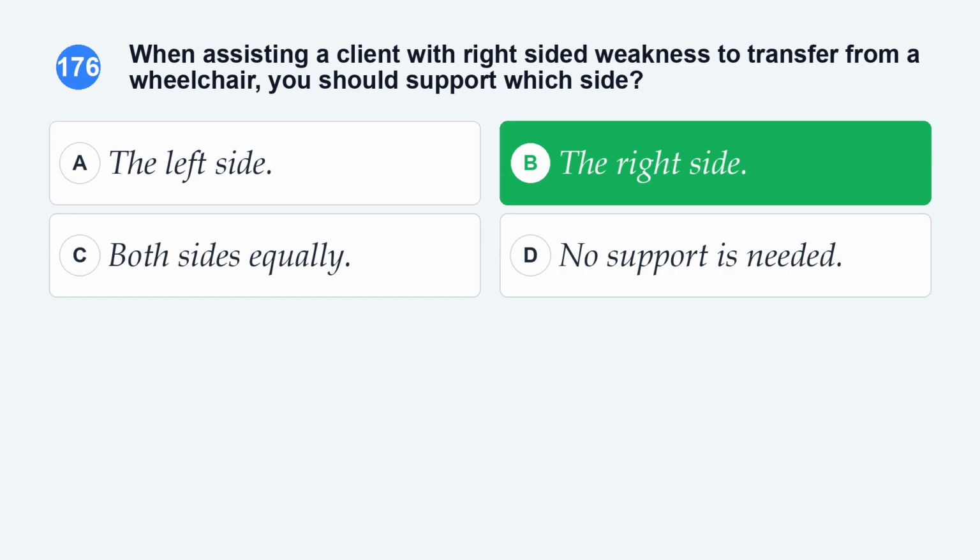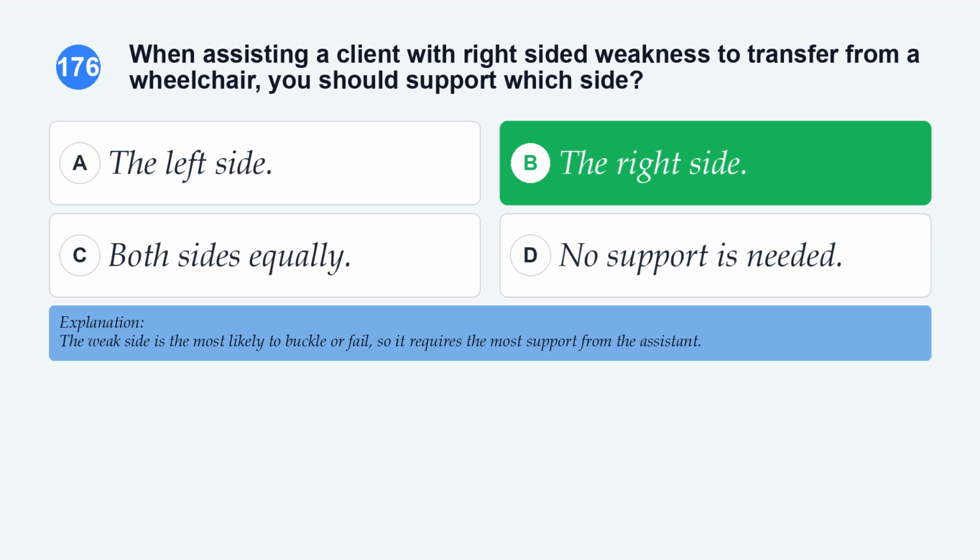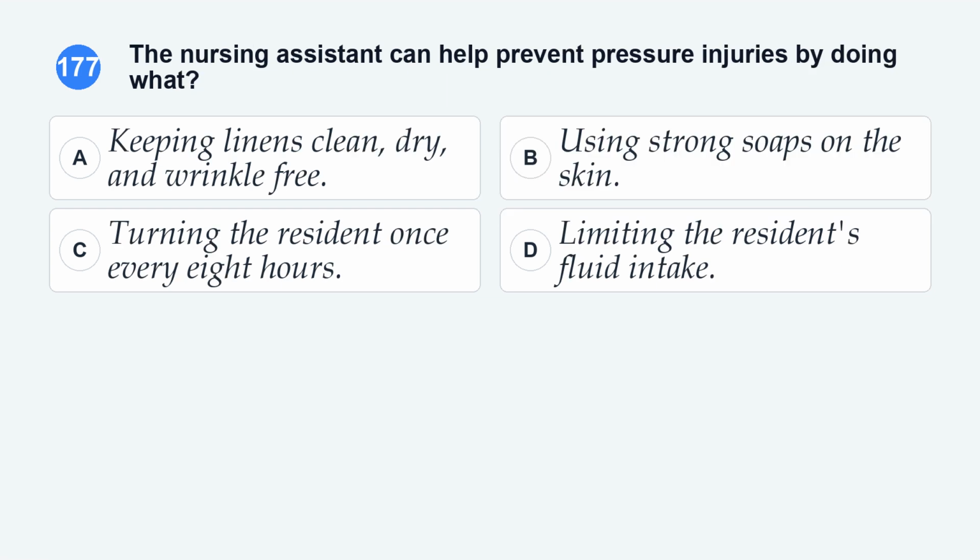The correct answer is option B, the right side. Explanation. The weak side is the most likely to buckle or fail, so it requires the most support from the assistant. Question 177. The nursing assistant can help prevent pressure injuries by doing what?